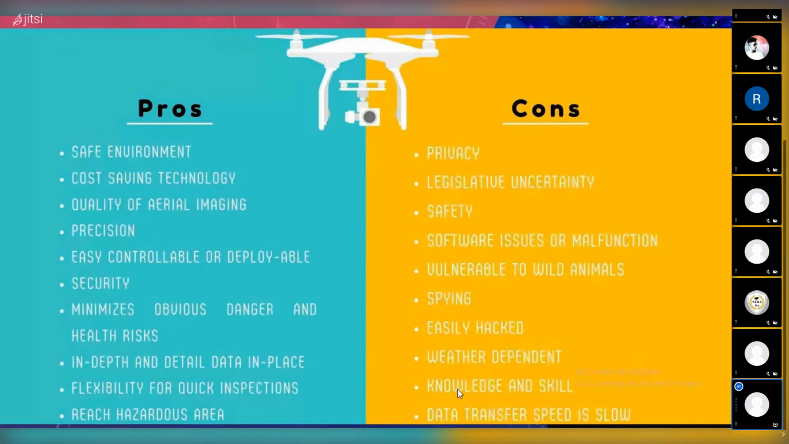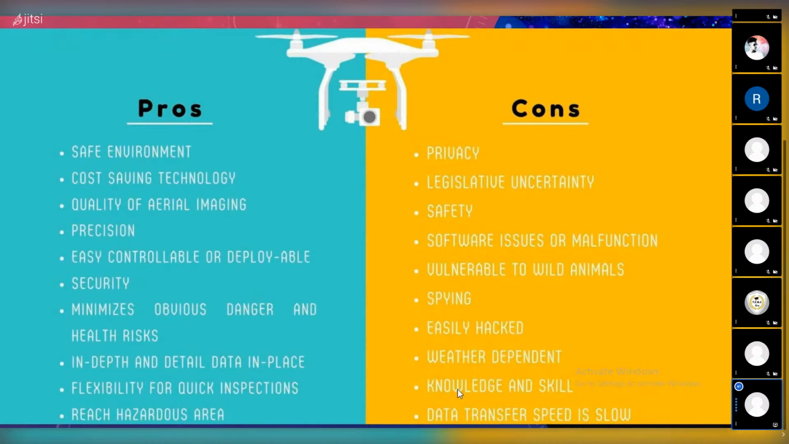Then they are very precise. They can be used for precision in various applications as well. Drones are used in mapping and various other applications. They are easily controllable. Nowadays, you don't even have to know much about drones. It's very easy to control. You just take it out of the box, you know the basics of the drone, and you are good to fly it. Then security. Drones are being used in multiple places by police, by armed forces, by defense, in various sectors for intelligence and for information gathering.